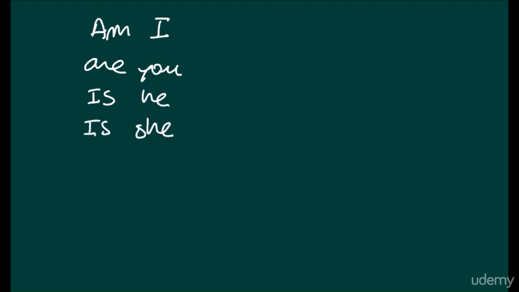And in questions, am I? Are you? Is he? Is she? Is it? Are you? Are they? Are we? Remember that when we use the verb to be, we always use the verb to be to do the negative sentences. In questions, we just put the verb to be at the beginning of the sentence.